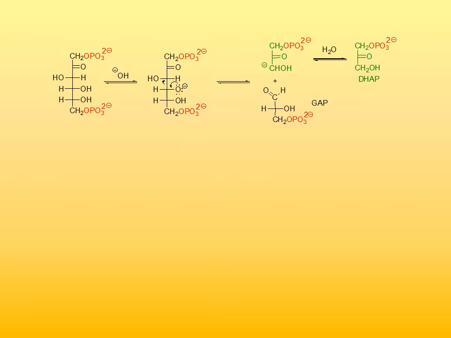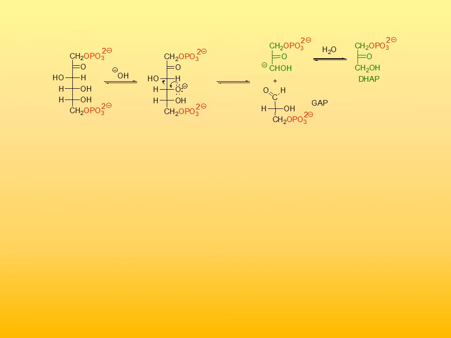And here you can see a mechanism of the retroaldol reaction of fructose 1,6-bisphosphate, how it would occur if it were to be carried out in a flask in the presence of a strong base. Products would have been the same, dihydroxyacetone phosphate and GAP.